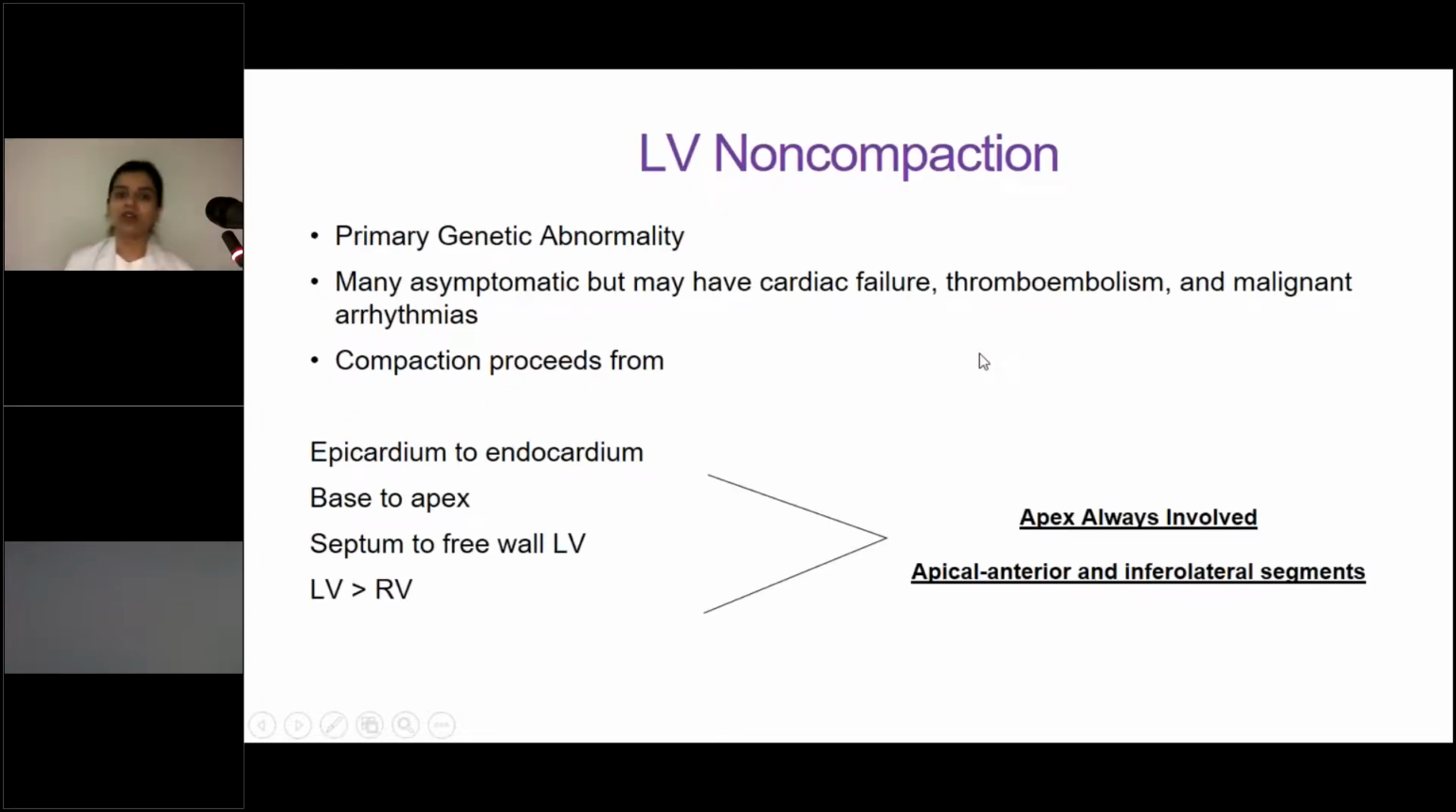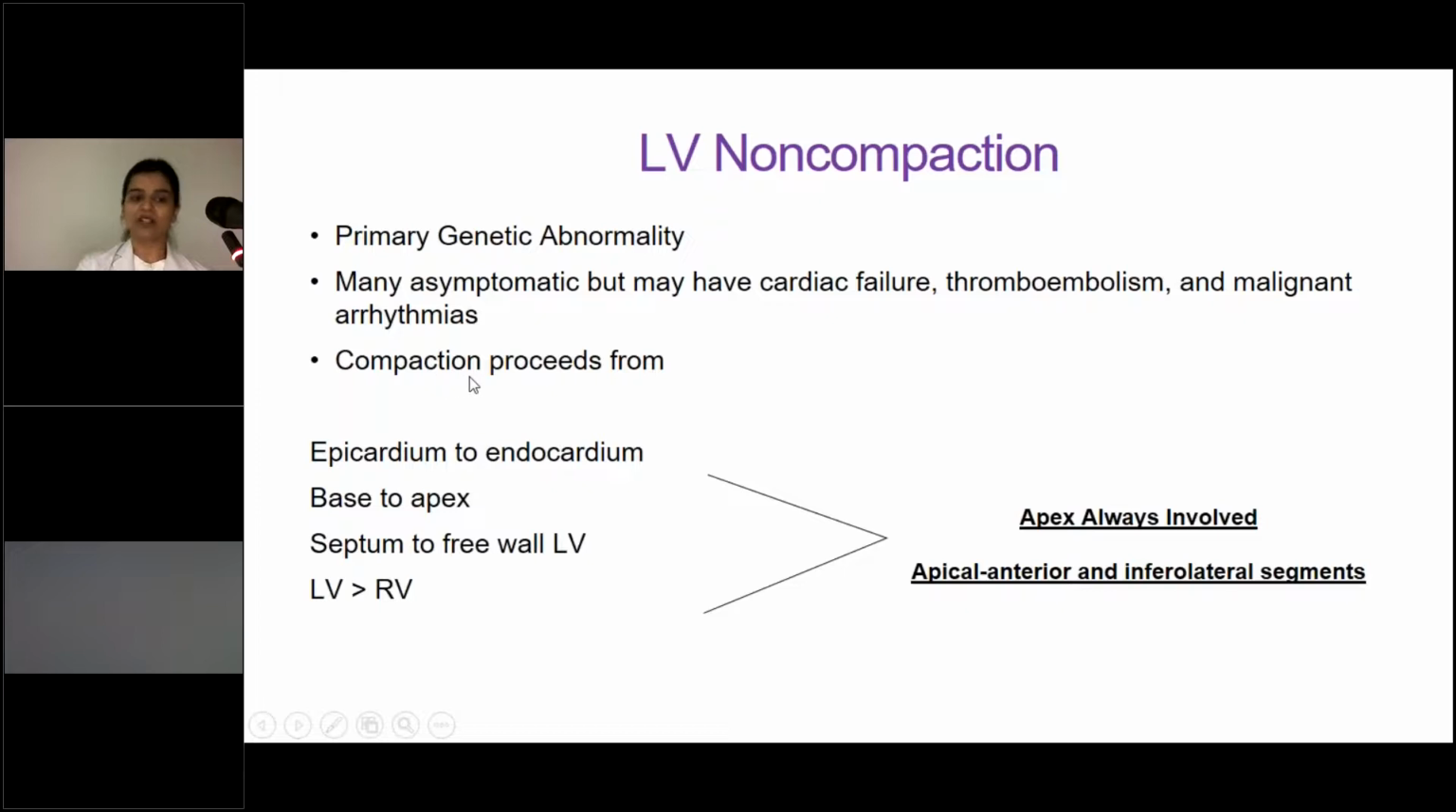So now we come on to the next myocardial disease, which is left ventricular non-compaction cardiomyopathy. Now, this is a primary genetic cardiomyopathy, which is a genetically heterogeneous disorder with variable penetrance, which manifests in the form of structural heart disease. Many patients remain asymptomatic. However, with increased burden of involvement of the heart, the patients are predisposed to cardiac failure and development of malignant arrhythmia. And also because of the hypertrabeculated structure of the heart, patients are predisposed to development of thromboembolic episodes as well.